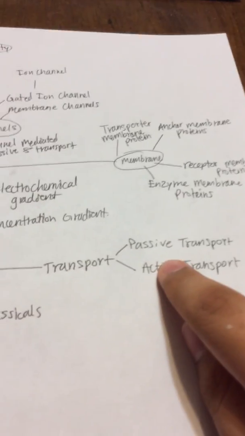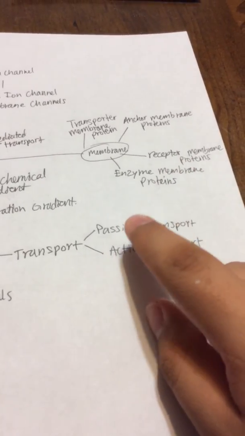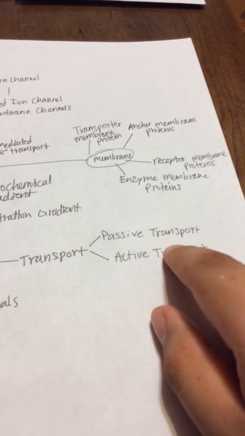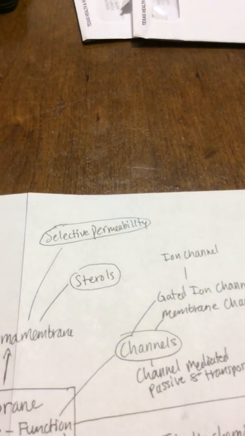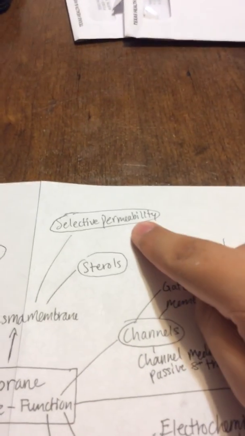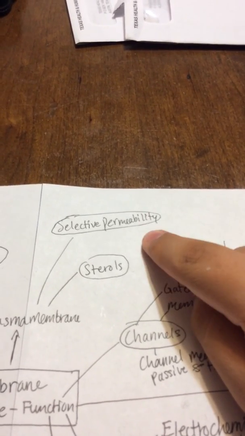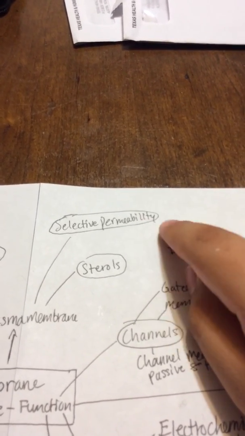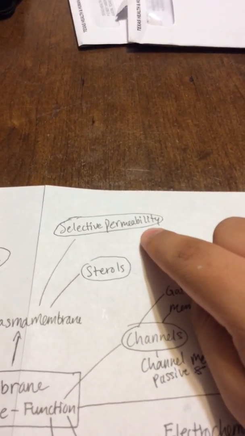And here we have transport. We have passive transport and active transport. Passive transport requires no energy for the transport to occur, and active transport does require energy. And I believe the last two parts for me to explain will be selective permeability. This would be the membrane. Some molecules are allowed to pass through the membranes and some are not. This is allowed through selective permeability.